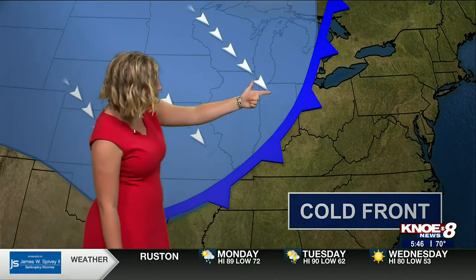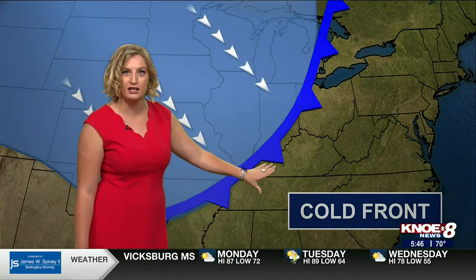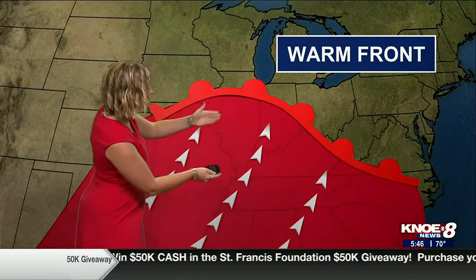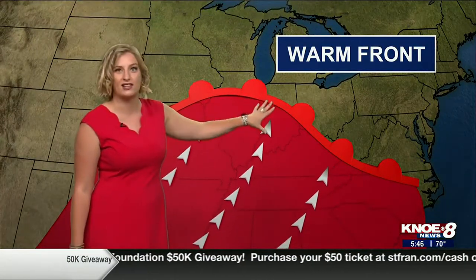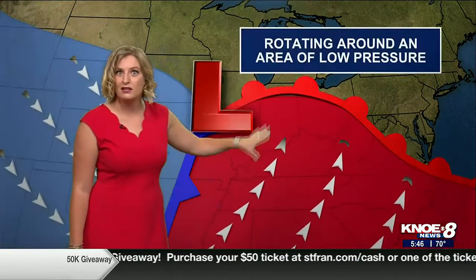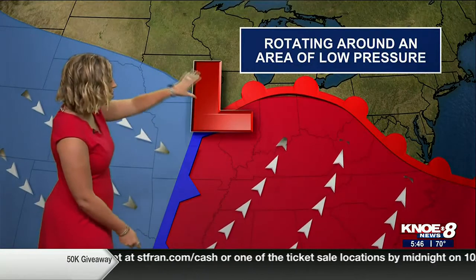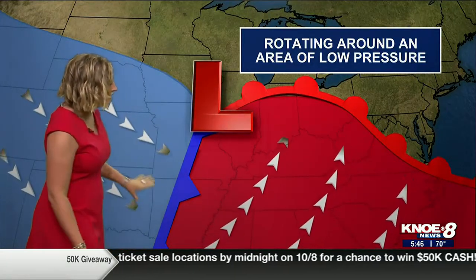A cold front can be depicted as a blue line with a triangle pointed in the direction that the front is moving. On the opposite side, we have warm fronts driving in a moist and warm air, depicted as a red line with little half circles pointed in the direction that they're going. Now, last week we learned that low pressure moves in a counterclockwise direction, and all of our fronts rotate around an area of low pressure. So these fronts are following in and causing our air to change and also causing our weather to change.